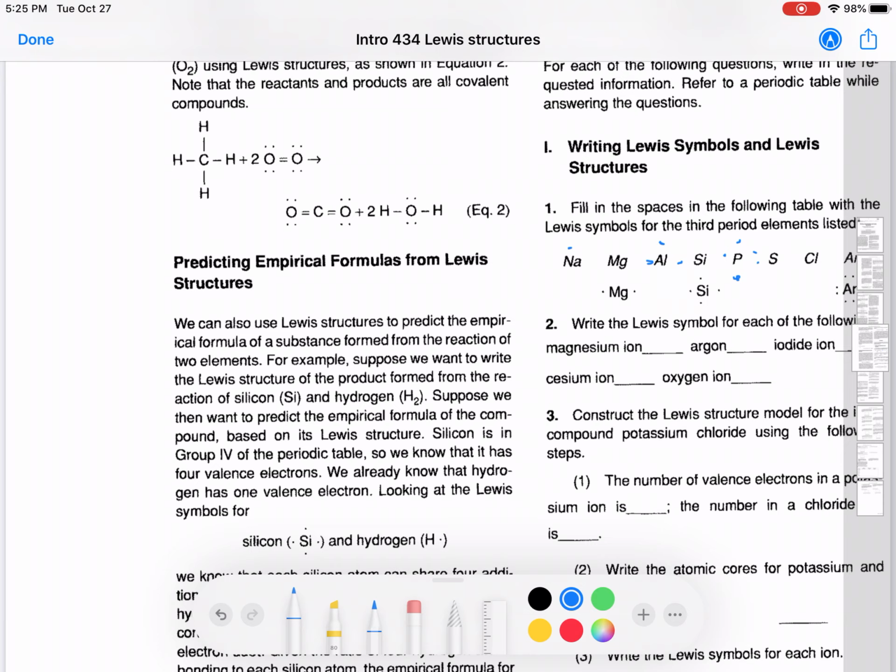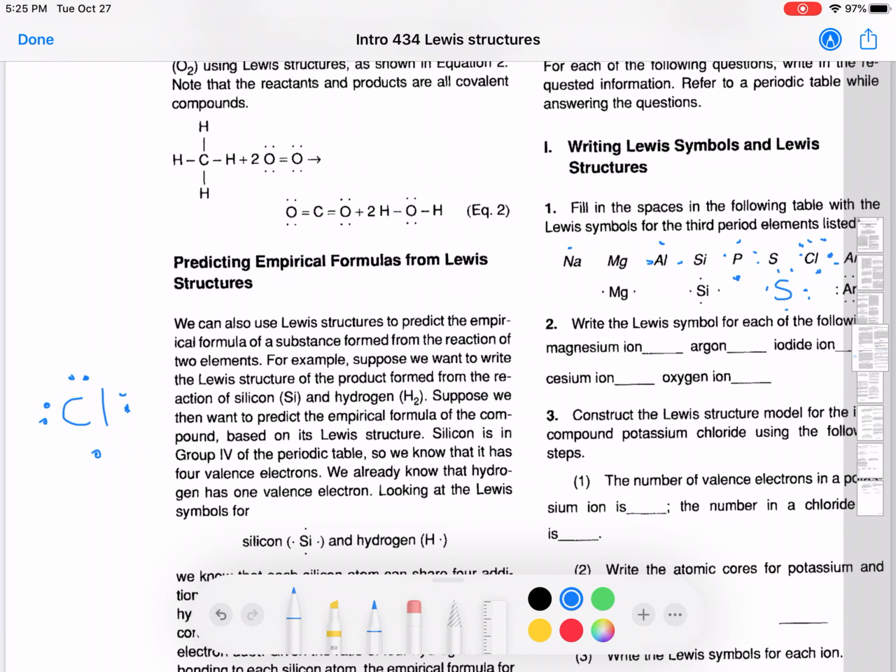for phosphorus. Then sulfur is in group 6, so for sulfur you add 1, 2, 3, 4, 5, 6, like that. And for chlorine it would be 7, so you put 1, 2, 3, 4, 5, 6, 7. That chlorine didn't come out nice, so let me write over here. Chlorine: 1, 2, 3, 4, start pairing up, 5, 6, 7. So the chlorine Lewis symbol would be like that. And then argon is already drawn. It's in group 8, so you put 8 electrons.